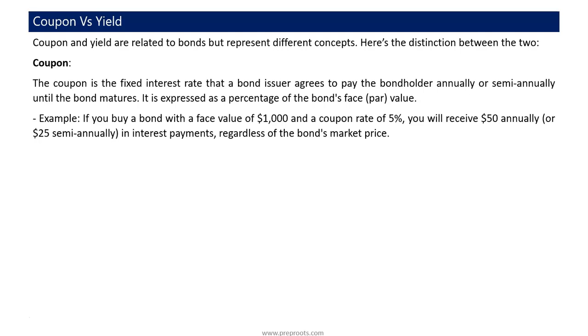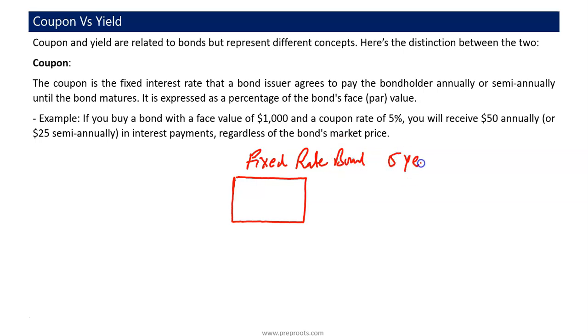coupon. There is a bond. For example, this is a bond and I'm assuming that this is a fixed rate bond with 5 years maturity. So the interest rate, for example, 5% is stated on the coupon. That stated interest rate on the bond is called the coupon rate.